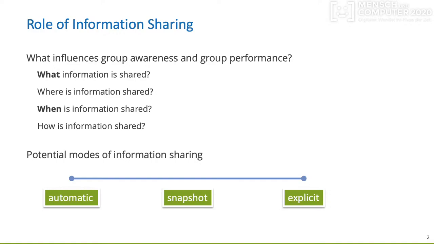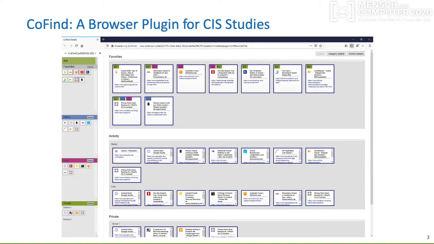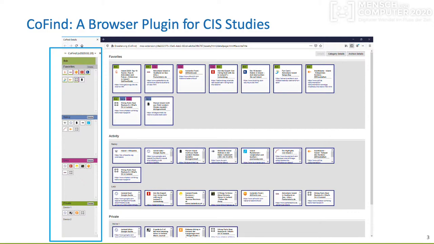As a starting point of such an investigation, we developed our own browser plugin called CoFind. The main purpose of CoFind is to provide basic means for conducting and observing synchronous collaborative web search. It supports the three sharing modes and provides activity logging. The CoFind plugin extends the UI of the web browser. We have an integrated sidebar on the left side with different spaces.